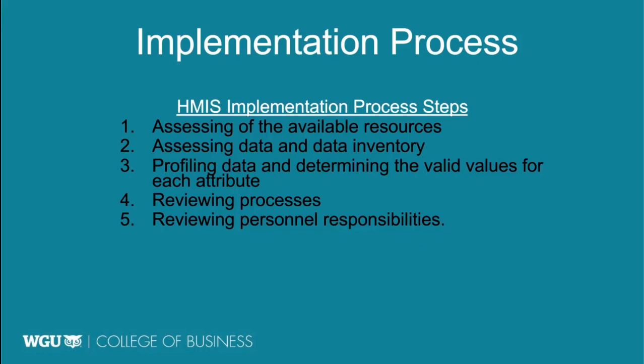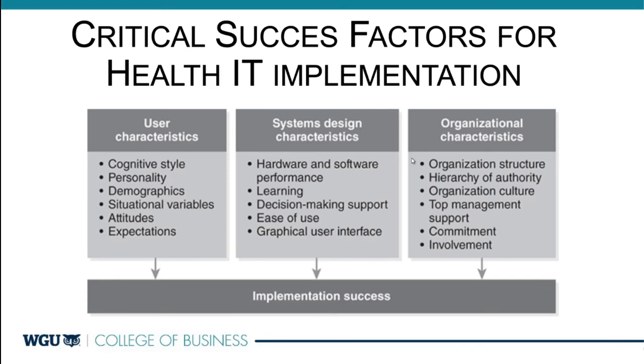Just a review, we have talked about the implementation process, but let's just reiterate this. Assess the availability of resources. Assess the data and the data inventory that you have. Third, profile that data in determining the valid values for each attribute. Review the processes and review personnel responsibilities. These are the 5 steps for HMIS implementation process. Each of these steps feeds one another. That's key.